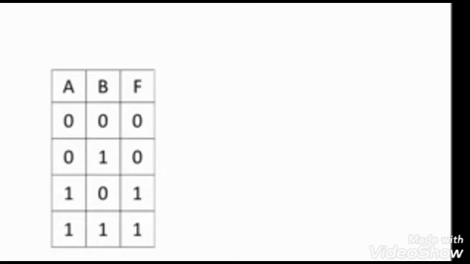Deriving expressions from a Karnaugh map. Here is another example for 2 variables. Here is another truth table where the outputs are different from the previous one. The corresponding K-map looks like this.